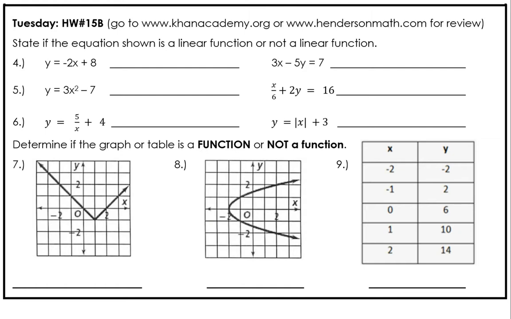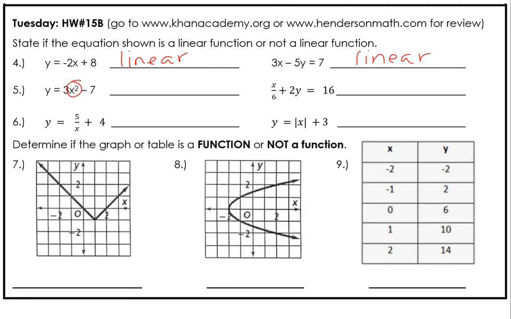So let's see what we've got here. Number 4, any powers? No. Any variables in the denominator? No. Any x's times y's? No. So this one is linear. Second question, any powers? No. Any variables in the denominator? No. Any products of variables? Nope. So this one is also linear.